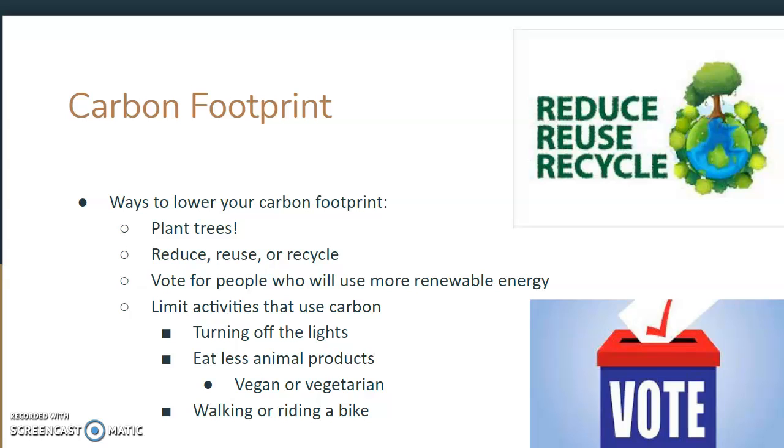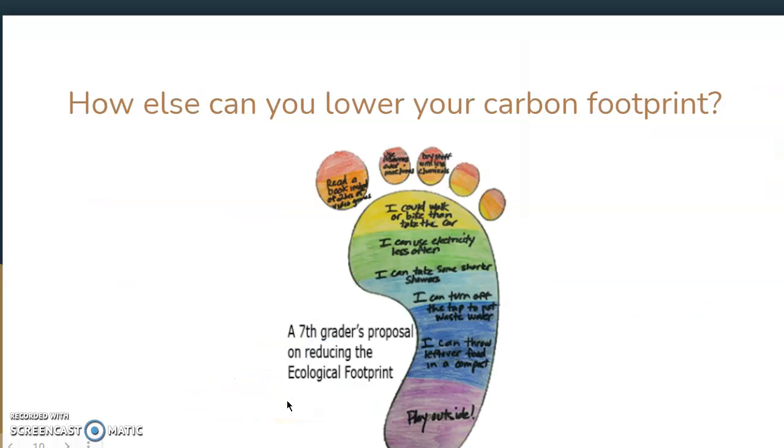So that's a big one. And then the best one we can do as our own people is limit activities that use carbon. So we want to turn off the lights when we're not in the house. We can eat less animal products. Animals produce a lot of carbon dioxide and greenhouse gases. So vegan or vegetarians, or walk or riding a bike is always helpful.